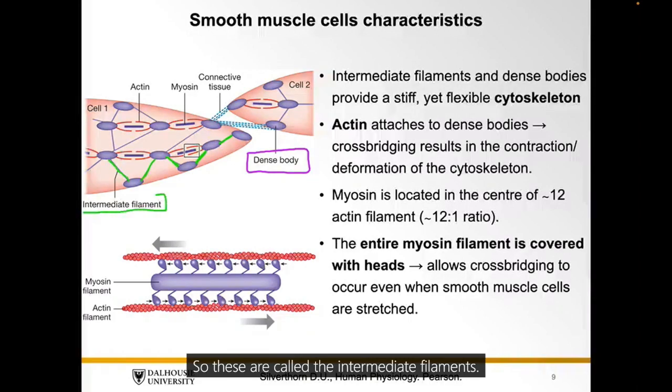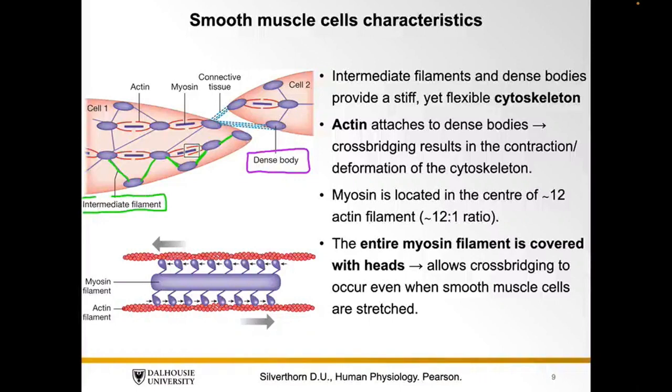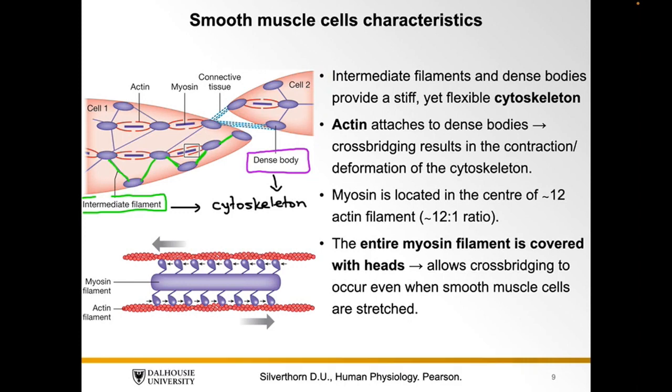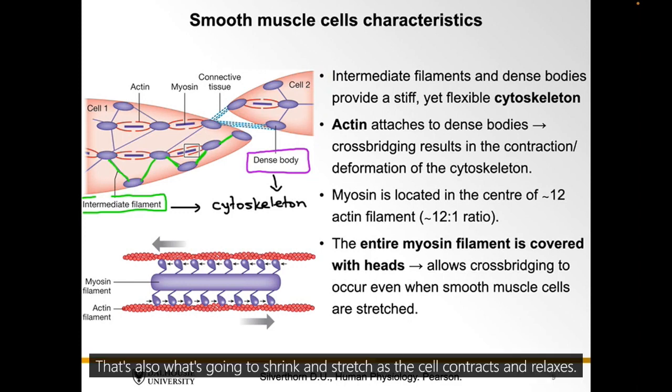So these are called the intermediate filaments. When you take the intermediate filaments and the dense bodies together, that provides the cell's cytoskeleton. Basically, this is what will give a smooth muscle cell their shape. That's also what's going to shrink and stretch as the cell contracts and relaxes.